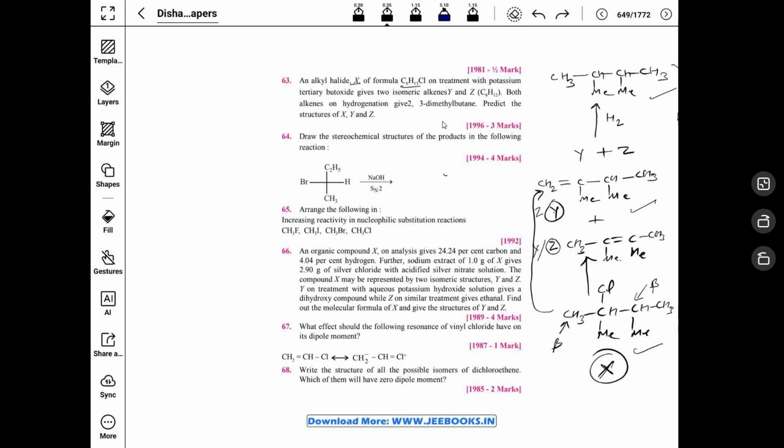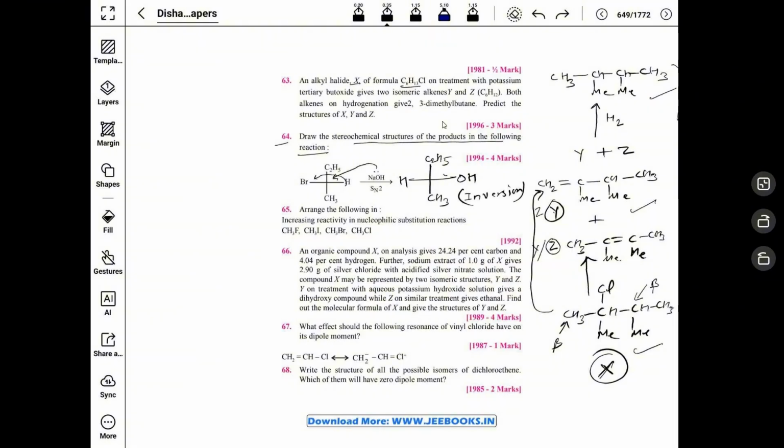Now moving to question 64: draw the stereochemical structure of the products. This is an SN2 reaction, and we know that in SN2 the nucleophile attacks from the back side, and this leads to the inversion of configuration. So what will be the product, because we have to write it in the Fischer projection form? Hydrogen will come here, the nucleophile will be here, and this. So this will be the inversion product.